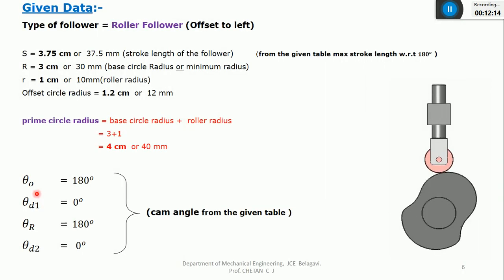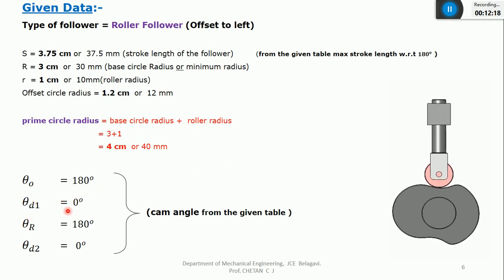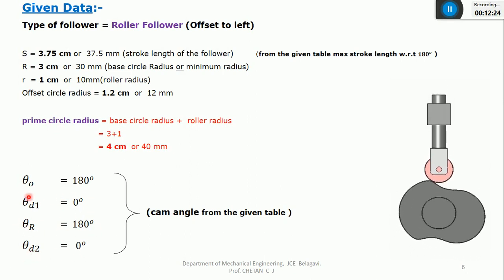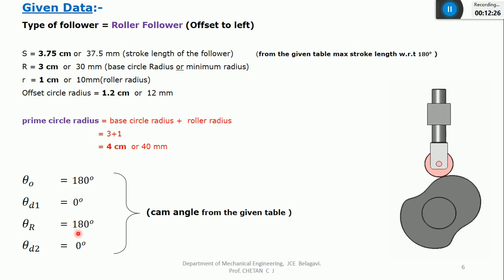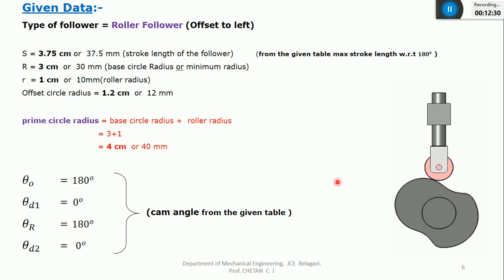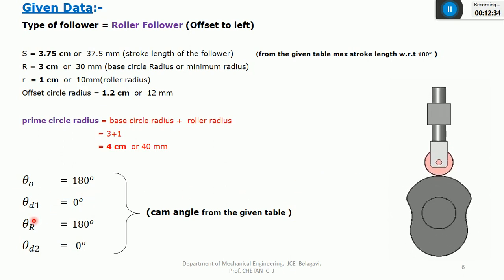So I can consider theta naught, that is the outstroke angle, as 180, the first dwell angle as 0, the return stroke angle as 180, and the second dwell angle as 0. I have taken both the dwell angles as 0 because the follower is not going to take a rest between the outstroke and the return stroke. Only these 2 angles are important.